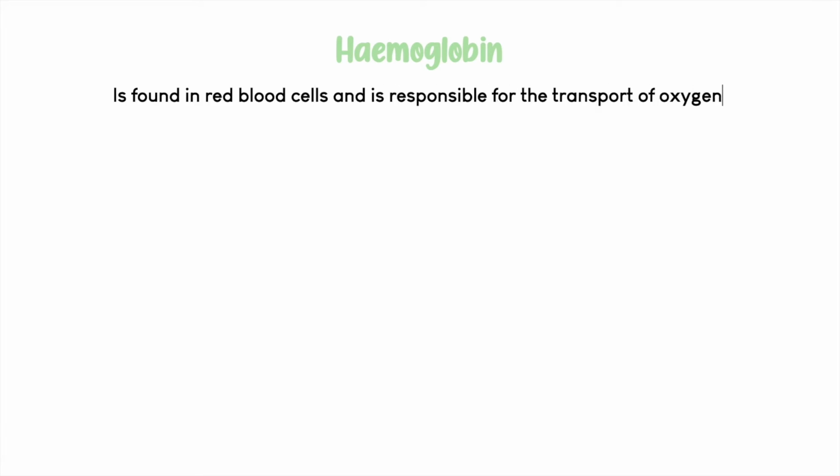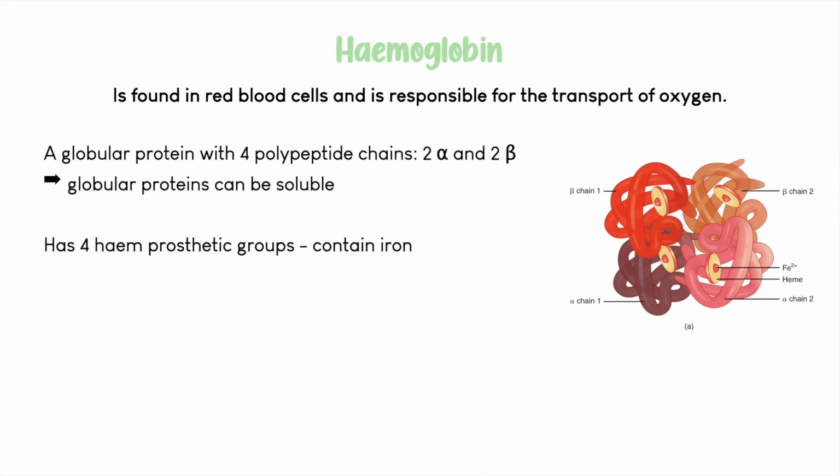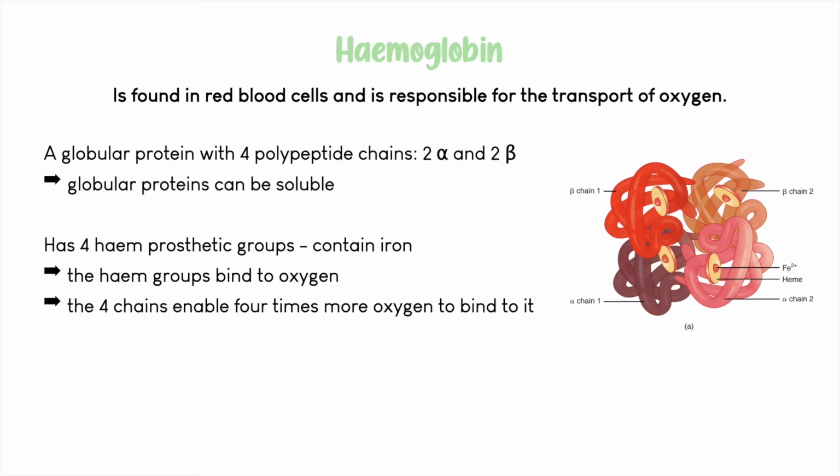Haemoglobin is found in red blood cells and is responsible for the transport of oxygen. It is a globular protein with 4 polypeptide chains, 2 alpha and 2 beta. It has 4 heme prosthetic groups. The heme part means it contains iron. This allows it to bind to oxygen. The fact it has 4 enables it to bind to oxygen 4 times more. Next, we're going to look at another example, which is collagen.